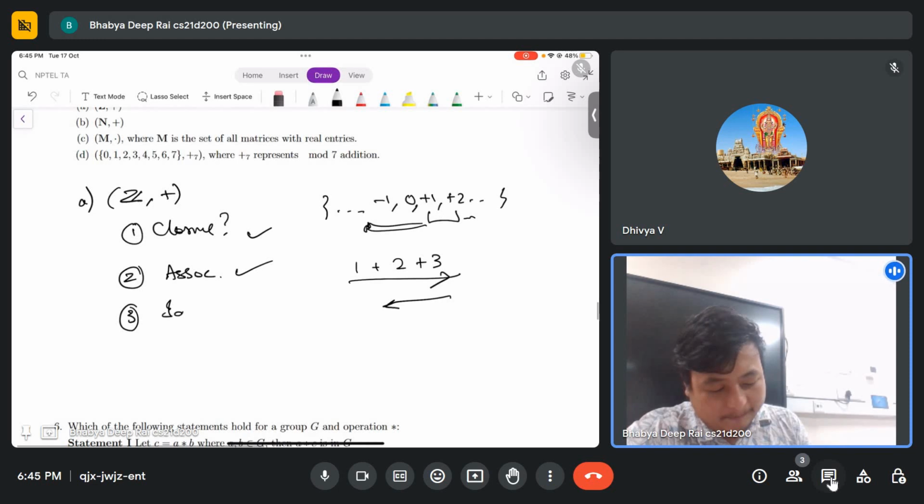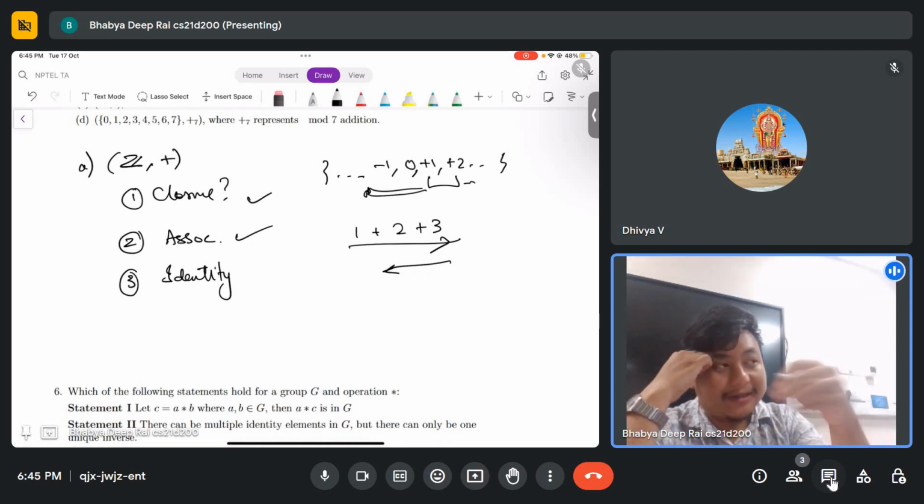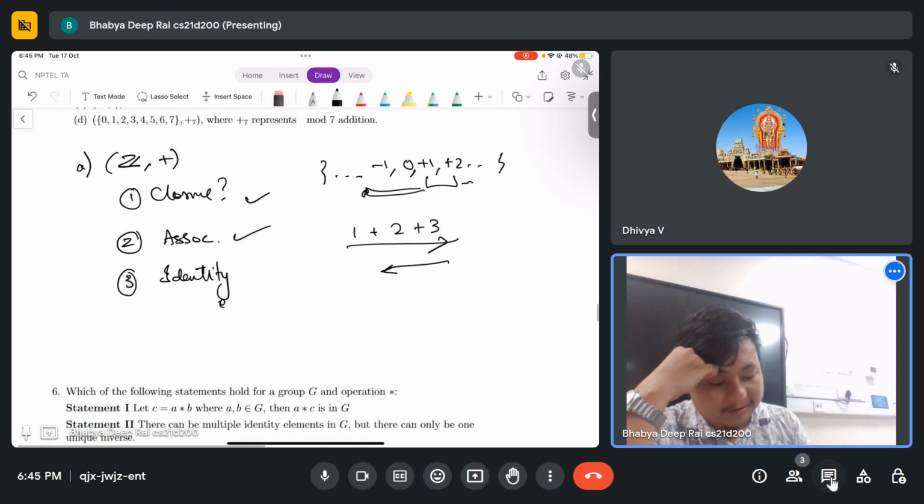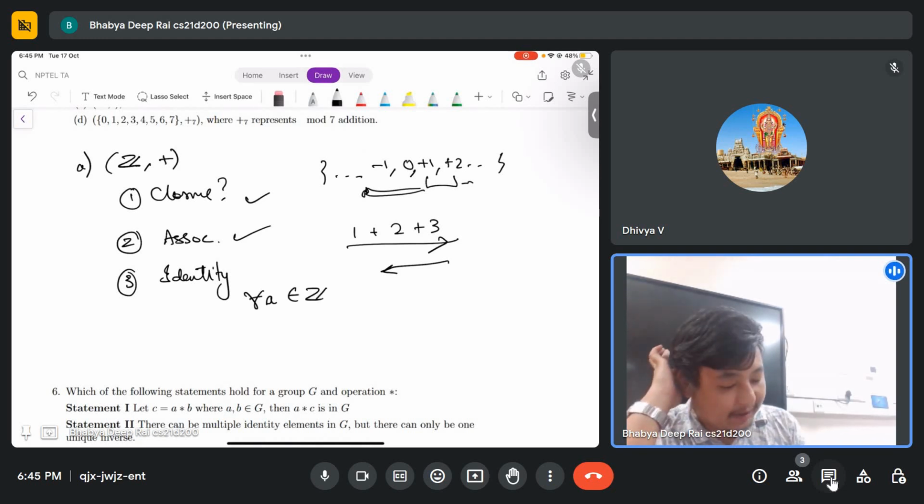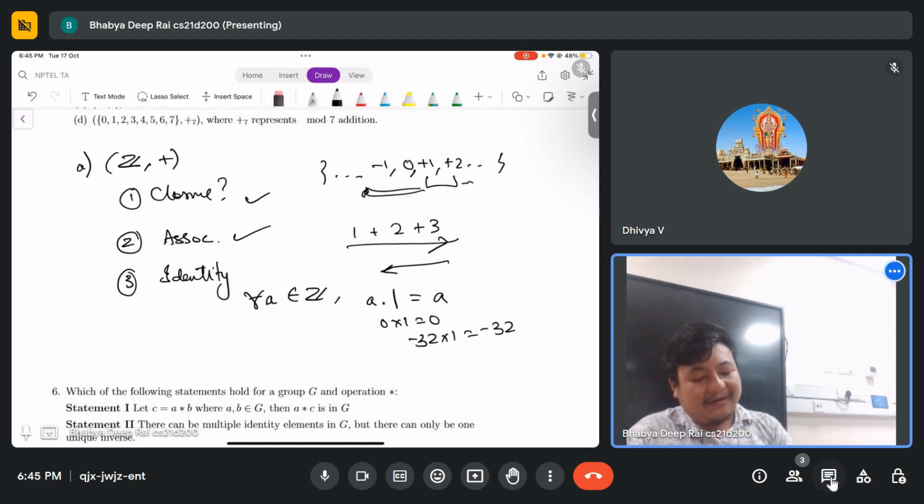Third is identity. What is identity? Does there exist an element such that when I multiply with it, I get the same element? Of course, there exists for integers. For all integers, multiplying with 1 will give me the same number, whether I multiply with a 0 or minus 1 or whatever. 0 times 1 is 0, minus 32 times 1 is minus 32, and I'll always get the same thing. And finally, inverse.